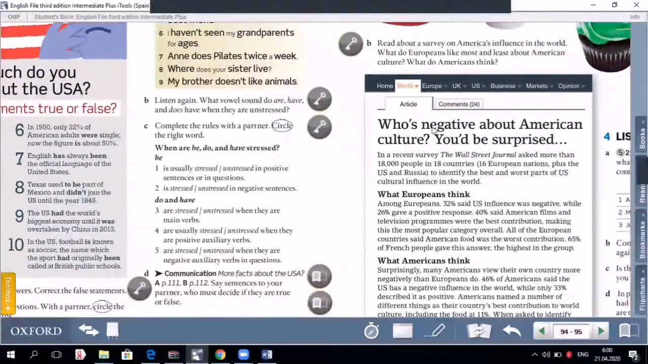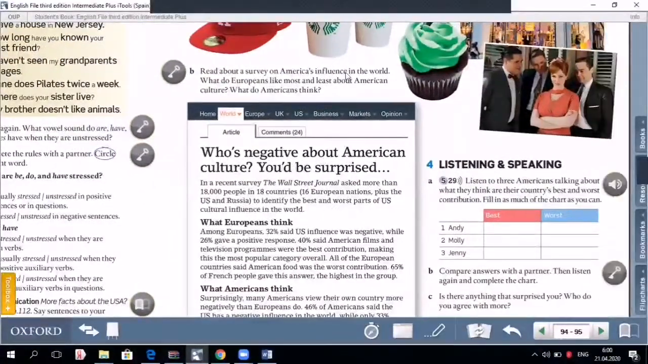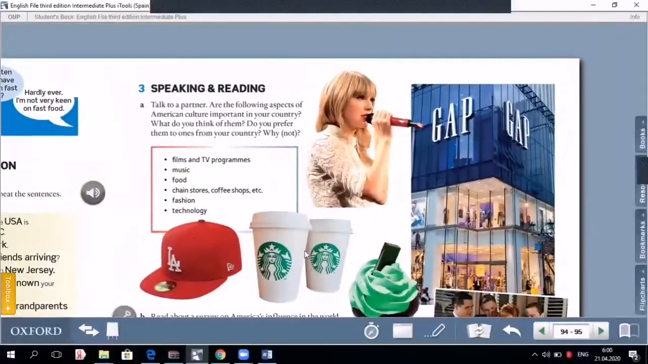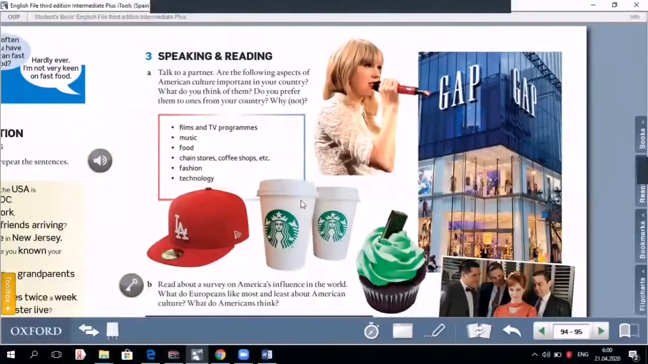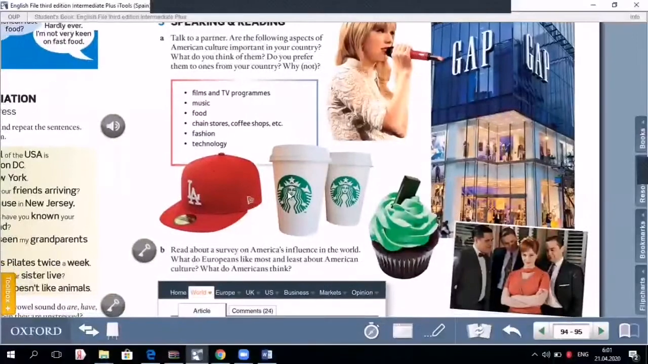So our topic for today is America. You see here several pictures. For speaking and reading, we have the following aspects. How are the following aspects of American culture important in your country? What do you think of them? Do you prefer them to ones from your country? Why or why not? Films and programs, music, food, chain stores, coffee shops, fashion, technology.